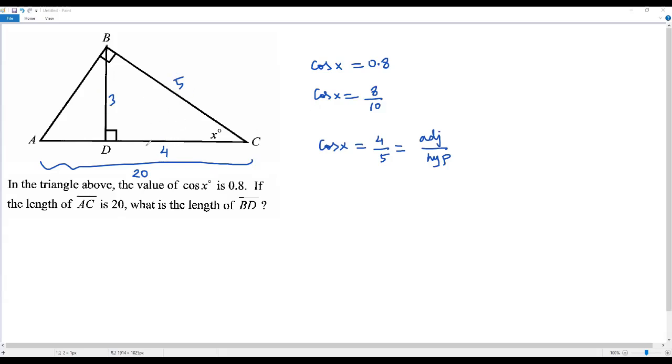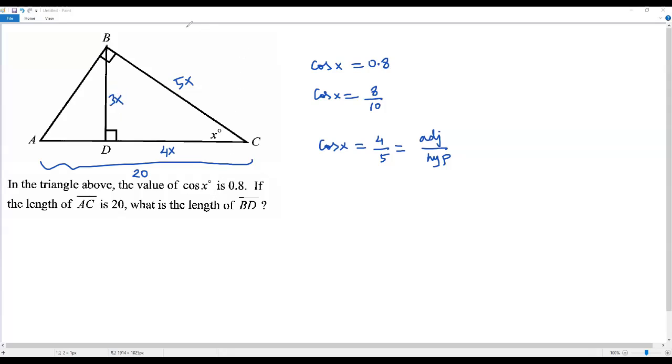So to get the exact lengths of DC, BC and BD, I have to multiply these numbers by the same non-zero number. Let that be x. To get the length of BD, I have to multiply this 3 by the non-zero number x, and by the same number we multiply 5 to get the length of the hypotenuse BC. And for DC also, we have to multiply this 4 by x. So 3x is the length of BD. Once I get the value of x, it can be multiplied by 3 to get the length of BD.